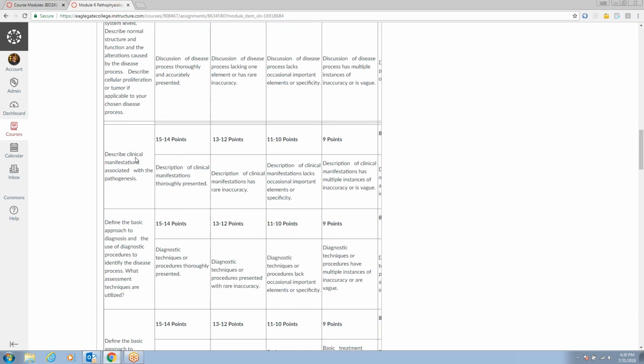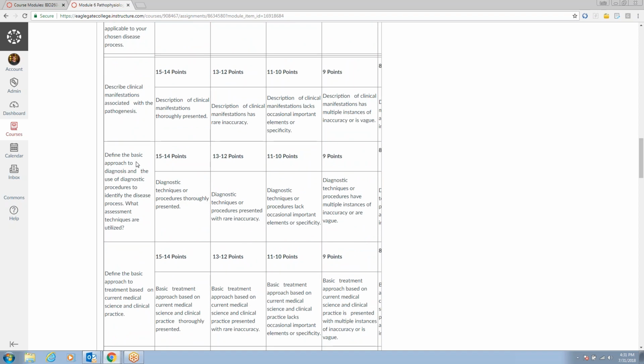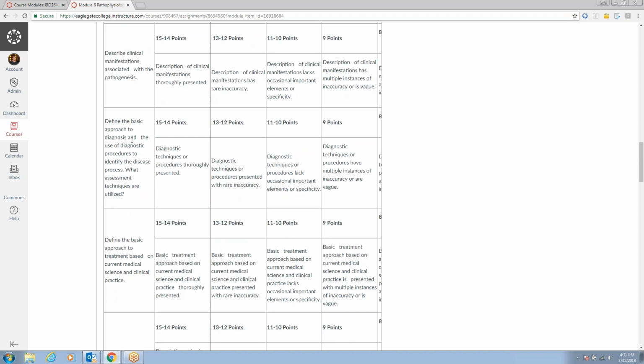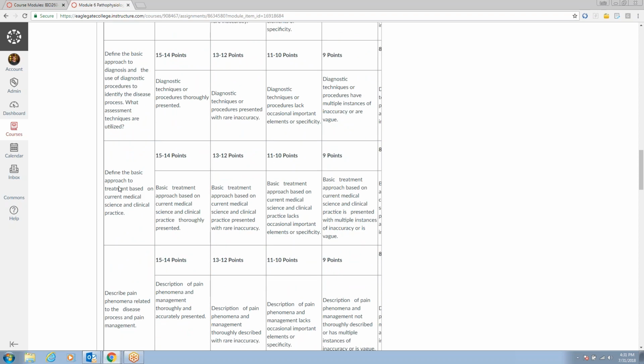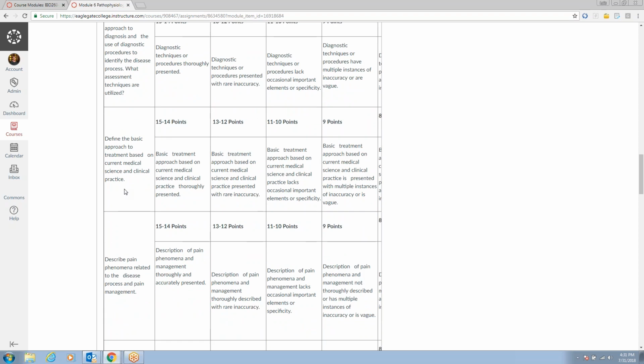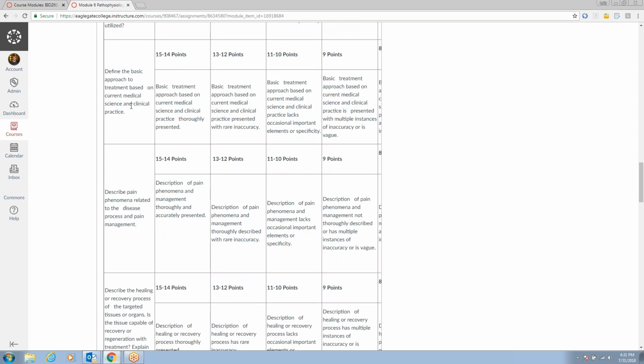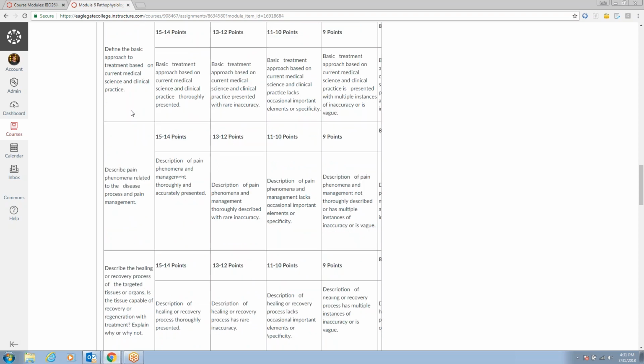And as you come down, you're going to talk about the clinical manifestations, signs and symptoms, what's going on, the approach to diagnostics, whether or not a test was done, whether it's an assessment or whatever is done, you need to talk about it. Basic approach to treatment: are we going to do surgery, medicines, therapies, what is the treatment? If there's no treatment, the patient's going to pass away, I'm sure you're going to be doing palliative care or something, so put that in.